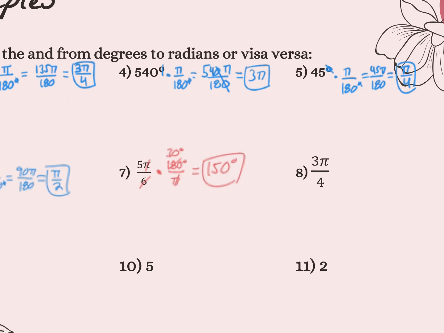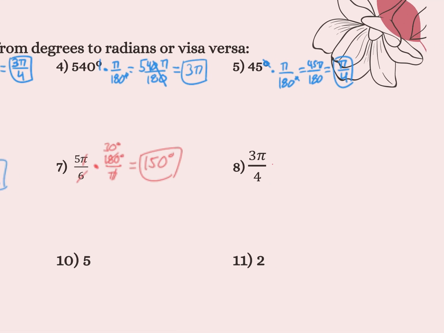And then 3 pi over 4, we can do the same thing. I don't see a degree symbol, so I know it's 180 degrees over pi. You can cross out the pi's, and then the 180 and the 4 are going to simplify to 45. And then 3 times 45 is going to get you 135.